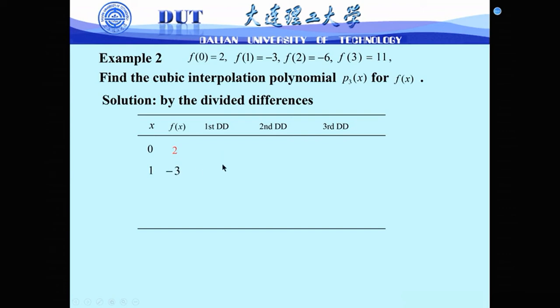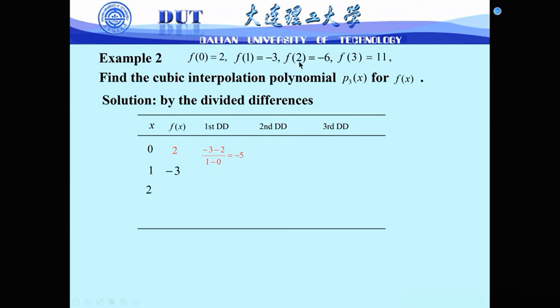Now we can obtain the first DD right here. So it is minus 3, minus 2. If you use minus 3 minus 2, then the denominator should be 1 minus 0. It's okay for you? You can change the order for both numerator and denominator. So it is minus 5.